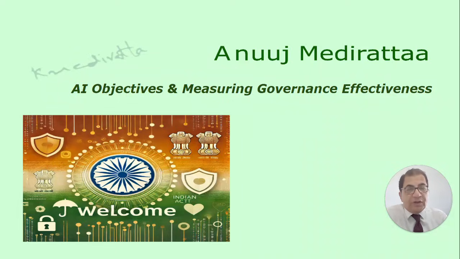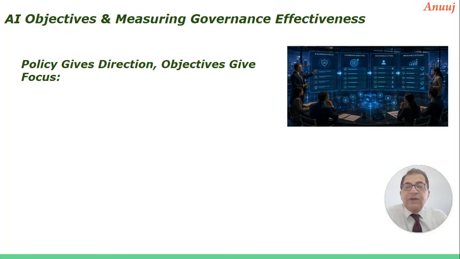We are talking about AI objectives and measuring their effectiveness. Policies are created. It's important to have them. But they're just for giving a direction. Policy is an overall view of how the organization looks at artificial intelligence and where the organization is going to use it, to get a result out of it, what kind of output out of it. So you should have a policy, no doubt about it.